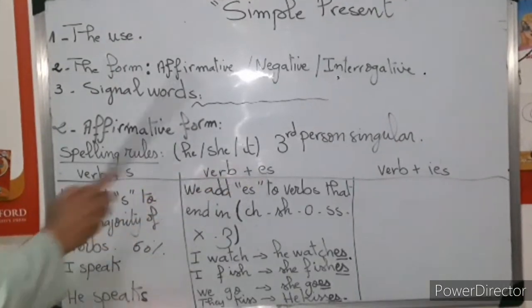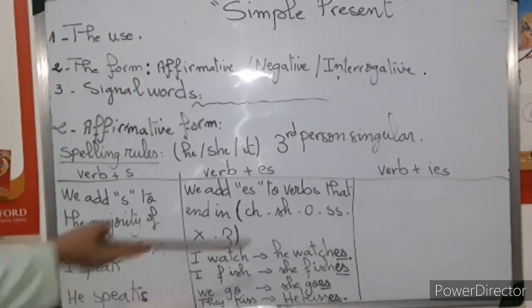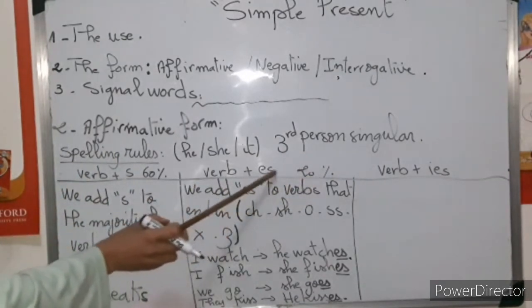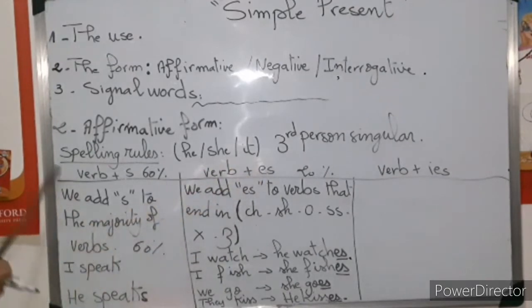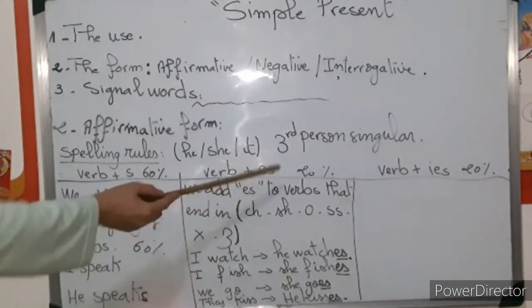Okay, let's continue with the second spelling rule, which is when do we add ES to the verb. Okay, so what I told you here, the majority of the verbs, we have to add the S for them. Sure, I said 60%, which means that we still have 40% of verbs. So here 60% of the verbs, we have to add an S to form simple present, and here 20% of the verbs we have to add to them ES to form again simple present.